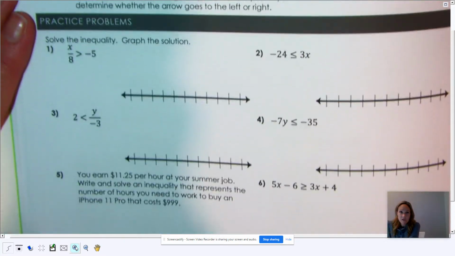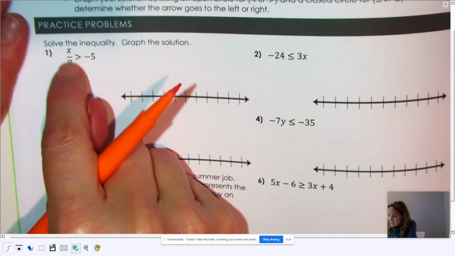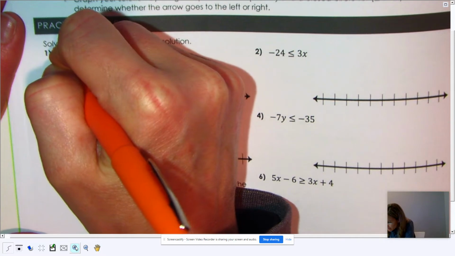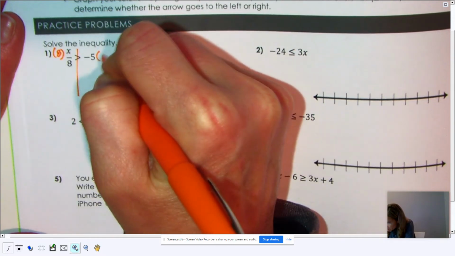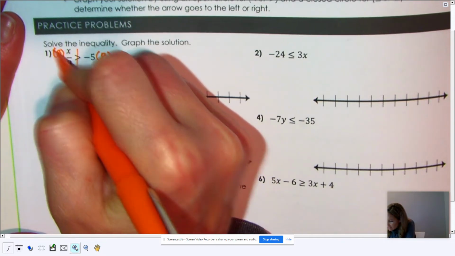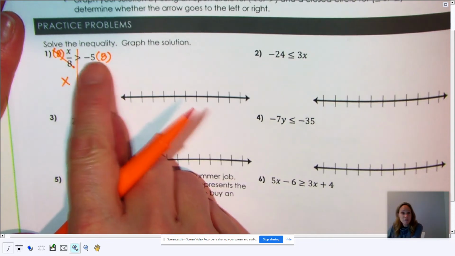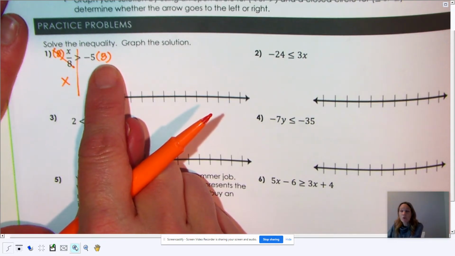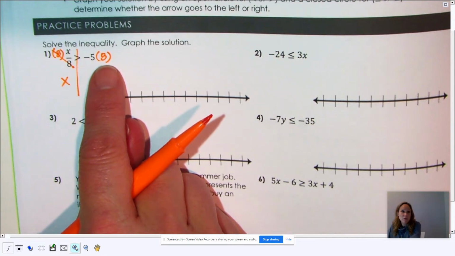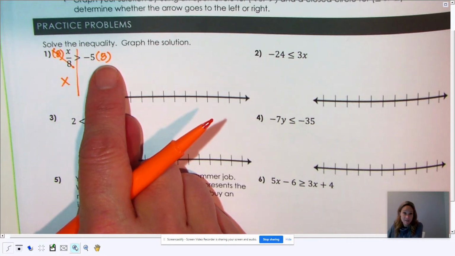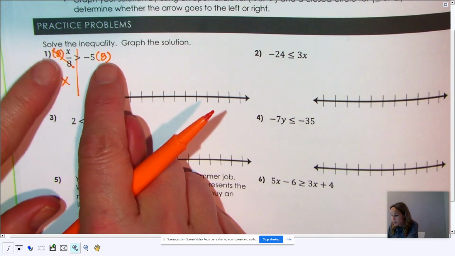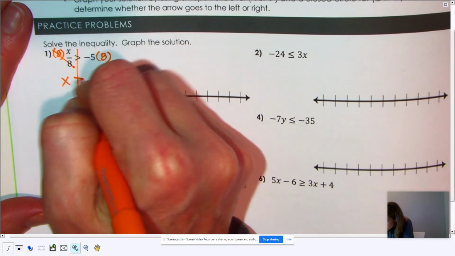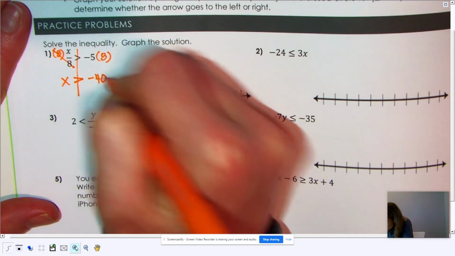So question number 1 here on the practice, this is x divided by 8. So the opposite of divide by 8 is times by 8. So I'm going to multiply by 8 on both sides. And you might say, well, we're multiplying by a negative over here, so do I flip it? The answer is no. The only time we flip the sign is when we multiply or divide both sides by a negative. Since the number I multiplied on both sides was a positive, this would remain the same. So it would just be -40.